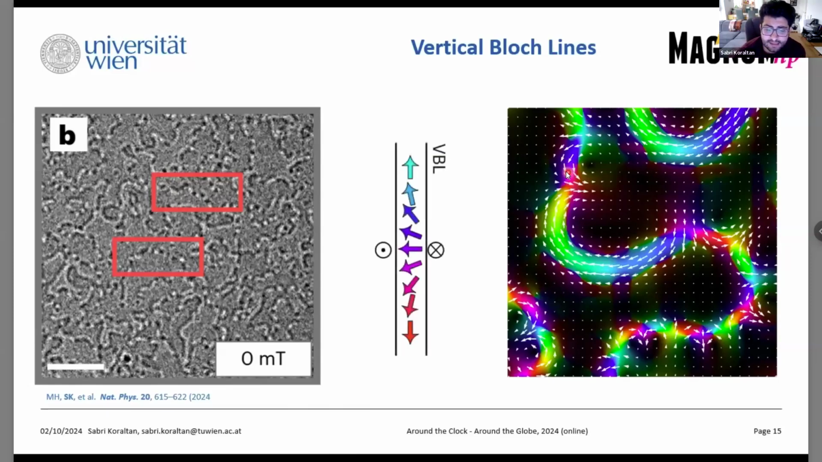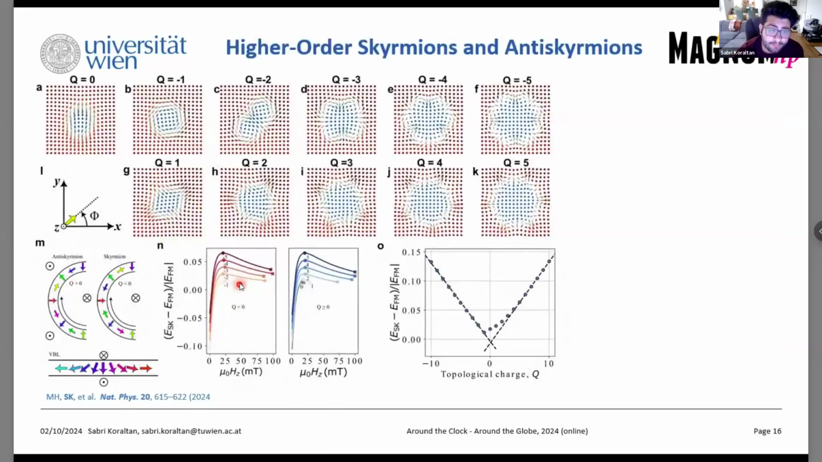When we have this vertical Bloch line, as it's called, at zero field, we can now apply magnetic fields. And when we apply magnetic fields, we obtain a whole new family of spin objects. Namely, this is the regular Bloch skyrmion, and this is the regular antiskyrmion, for example. We can have biskyrmions, which have a topological charge of -2, or the second order antiskyrmions we have been reporting previously, but this goes on. So we can have -5, and so on.